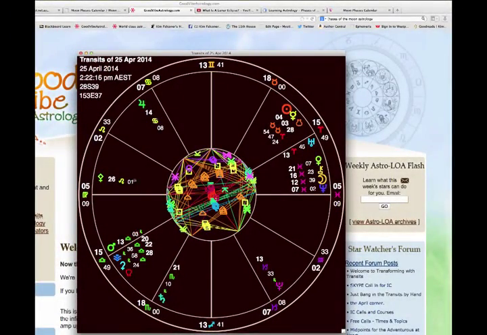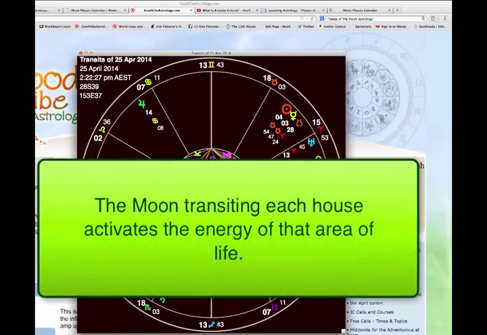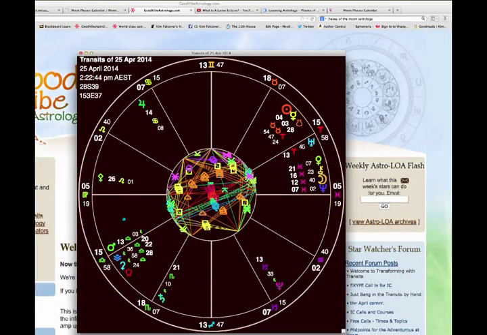Okay, so on a basic level, we can look at each house being highlighted through the month. When the moon is in the first house, it's a good time to go through your wardrobe and think about your appearance. It might be a great time to put that color in your hair or change something about the way you look. Where the moon is by transit, where the moon is in the chart.